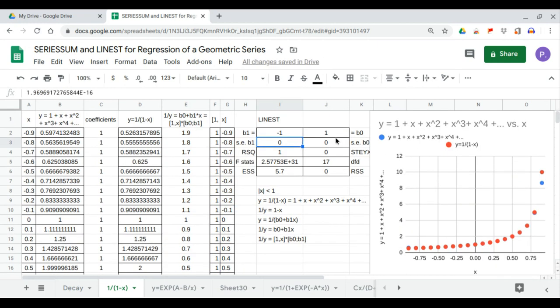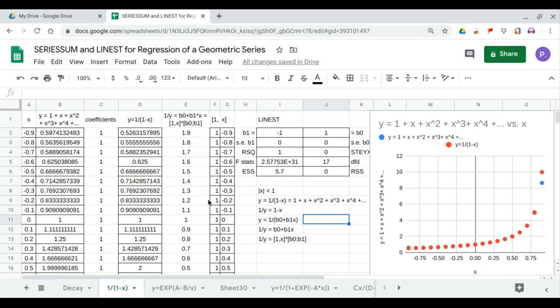It's perfect. Our b0 is a perfect 1, and b1 is a perfect negative 1. That's because we are regressing the original range data set by itself. That's why we have a perfect value of 1 and negative 1. And our standard error values are 0, and R square is a perfect 100%. And the residual sum of squares is also perfect 0, or almost 0, a very small negative 30.